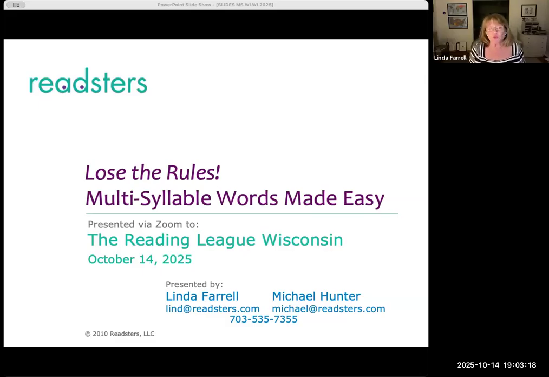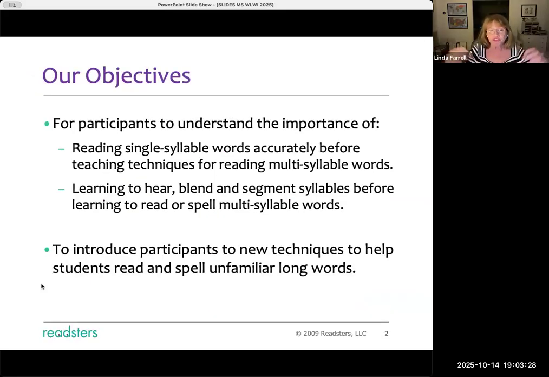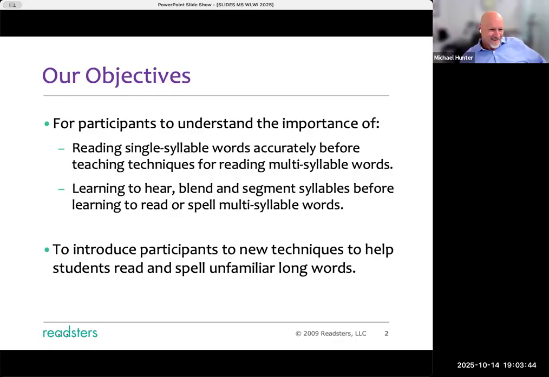how to read multisyllable words easily without a whole bunch of rigmarole going on. Michael and I both, just as a little background, specialize in helping struggling readers. That's what we've done together for about 30 years, and what we'll probably be doing for at least the foreseeable future, right, Mike? Yep.